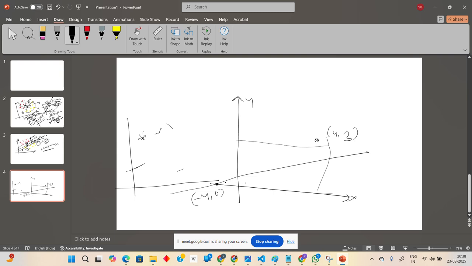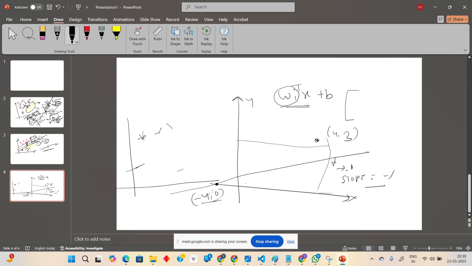Okay, so here, if you calculate W1 transpose X plus B, what is this W1? It is a kind of slope of this line. So let us consider the slope is minus 1. Slope equal to minus 1.